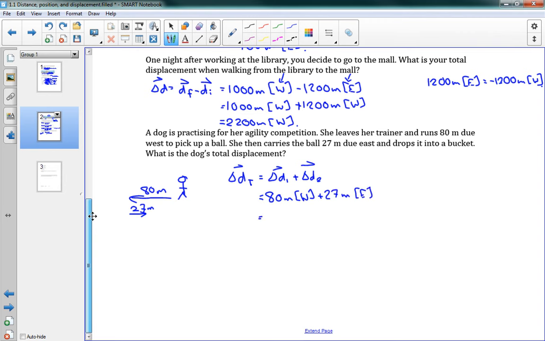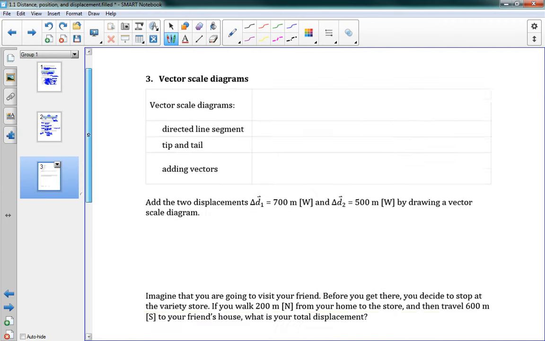Again, we want to fix the signs here, so we've got 80 meters west, and this becomes a negative. 80 meters west minus 27 meters west. And that gives us a total of 53 meters west. And there's our final answer. Great.